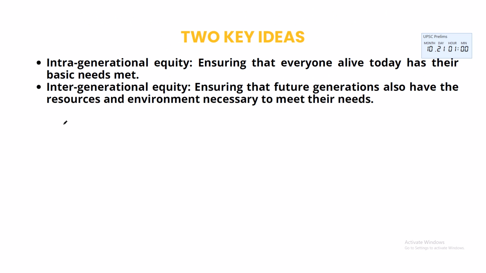So there are two key ideas in this. First one is intra-generational equity. This must ensure that everyone alive today has their basic needs met, like food, shelter, clothing, everything should be met. And at the same time, one more idea is intergenerational equity, wherein it ensures that future generations also have the resources and environment necessary to meet their needs. So you have to take care of the present and future as well. So that is sustainable development.